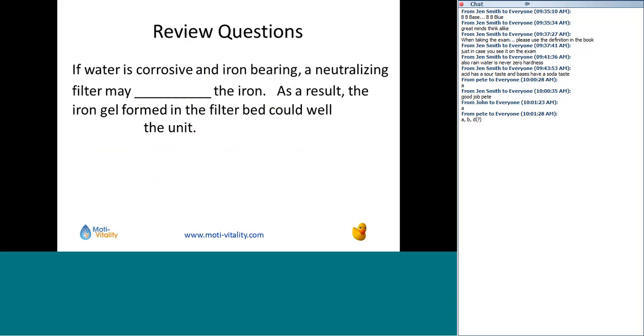If water is corrosive and iron-bearing, a neutralizing filter may blank the iron. As a result, the iron gel formed in the filter bed could well blank the unit. Any guesses on that? There will not be fill-in-the-blank questions on the exam unless the answers are provided. These questions came directly out of the back of the Water Treatment Fundamentals book.